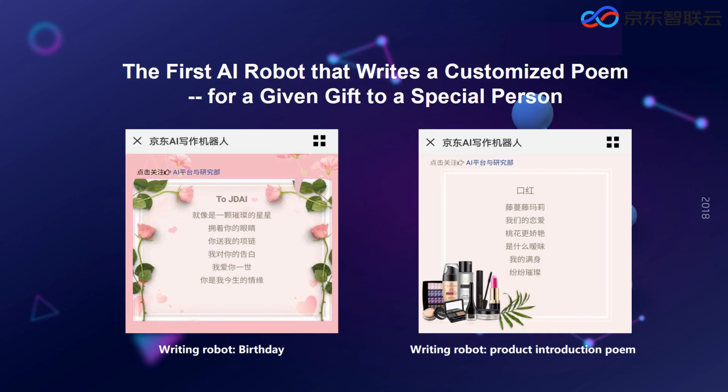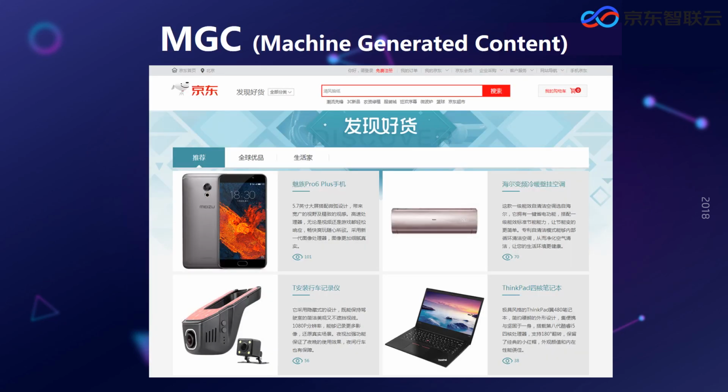And this is another example. We designed the first AI robot, which can write a customized poem for a given gift to a specific person. And we use these techniques to automatically produce tens of thousands of poems for specific gifts. So this is another example of machine-generated content. Given a specific product image, we can actually produce a personalized sentence to describe this product.